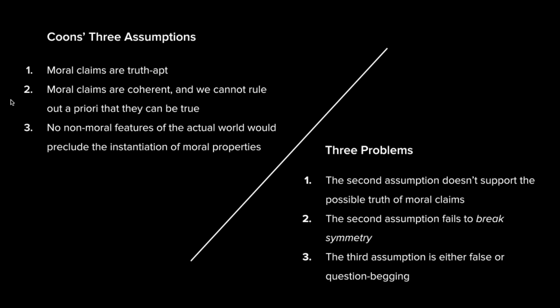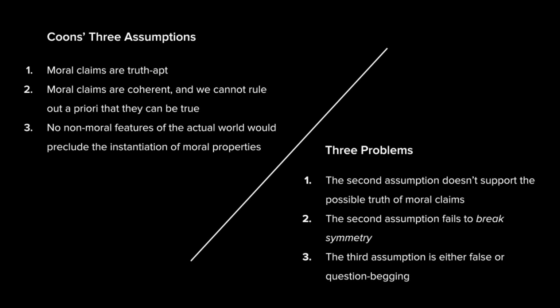So how does Coons make use of the third assumption? Well, that's when I'm going to get into my third problem, because the first two problems were associated with Coons's second assumption and how he used that to try to break symmetry. And then this third problem concerns how Coons uses his third assumption to try to break symmetry. So now let's move on to that. According to Coons, this third assumption allows us to conclude that substantive moral claims can be true in a world like ours. A world like ours just means a metaphysically possible world that is non-morally identical to ours.